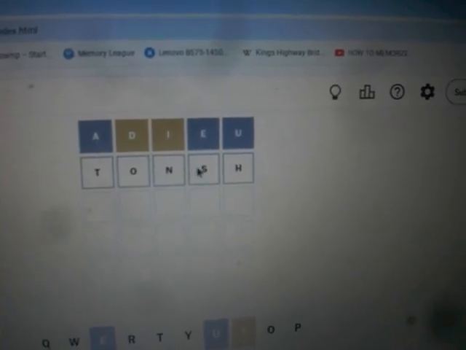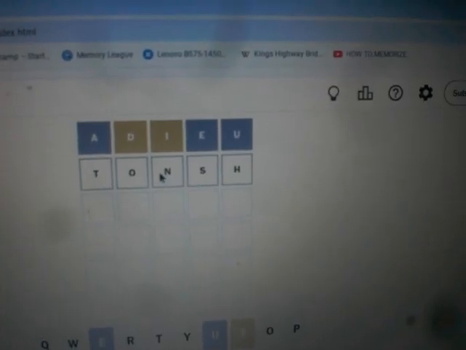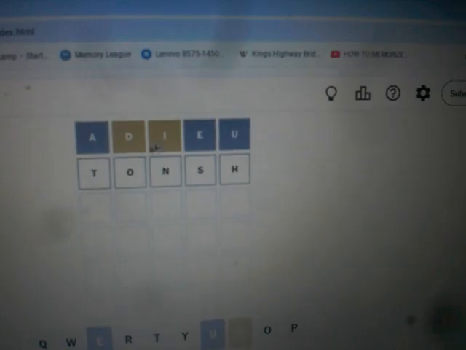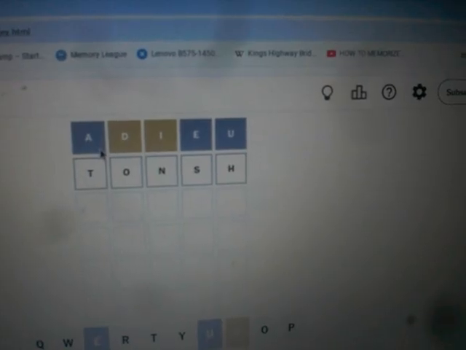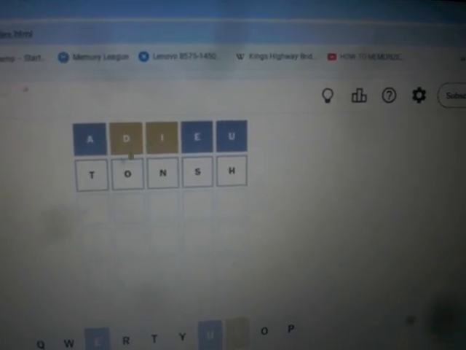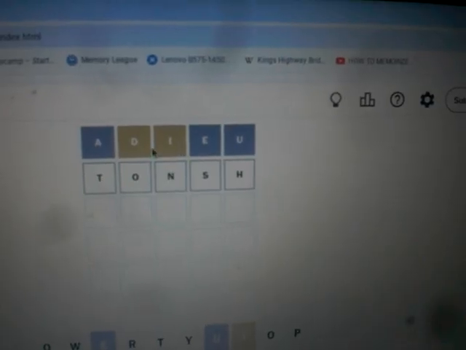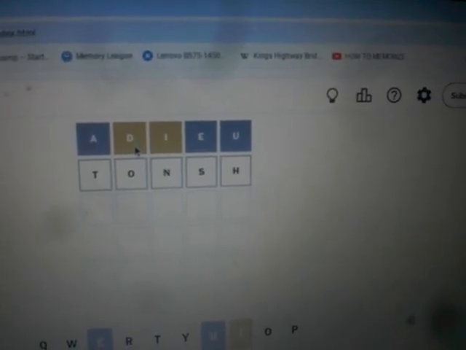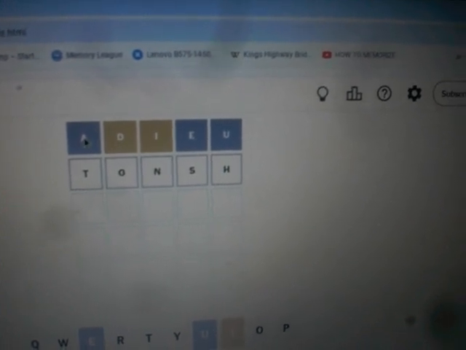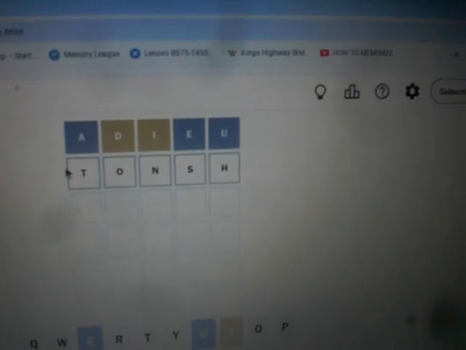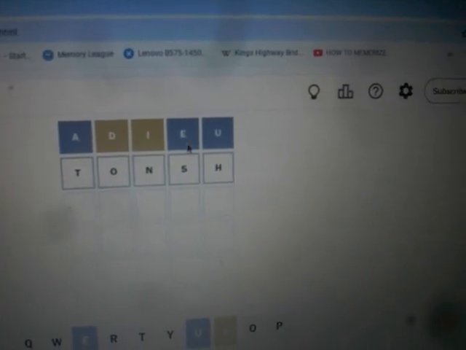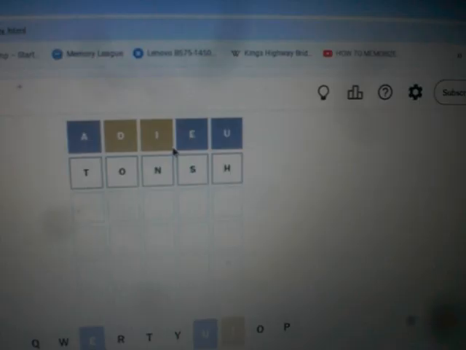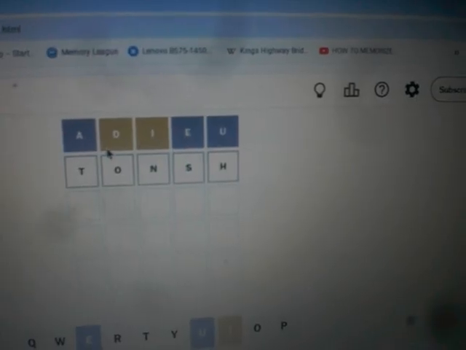S, T. Okay, let's start with the I. Idiot, I-D-I-O-T. I can't put the I there, so that one's out. Anything else with the D? Idiom, same thing. Okay, let's put the T here. T-I-M-I-D, timid. Okay, T-I-M-I-D, so again, the M is not in there. So let's hold on to that one.